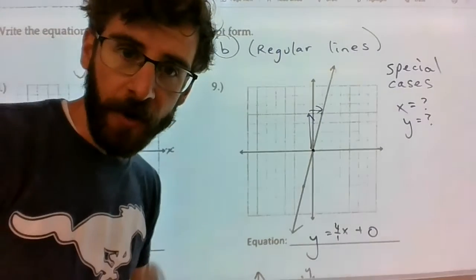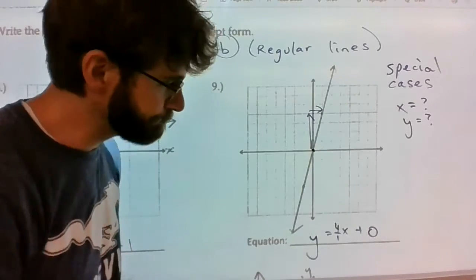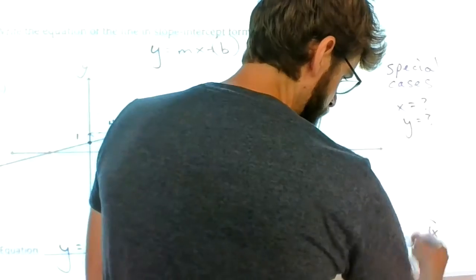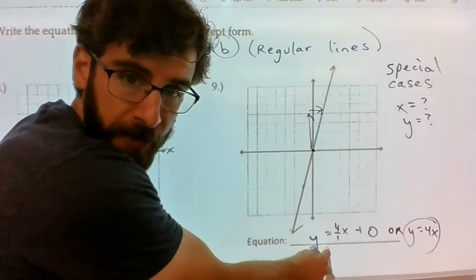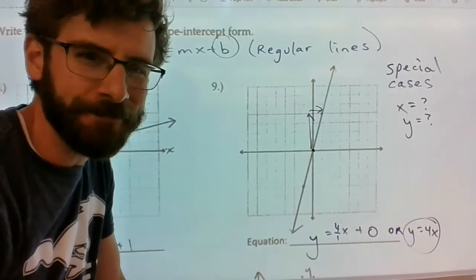By the way, another way to represent that would just be y equals 4x. That seems a little simpler, you know what I mean? Like, this is more informative. It tells us what's going on, but for y equals 4x, there's just something nice about that.